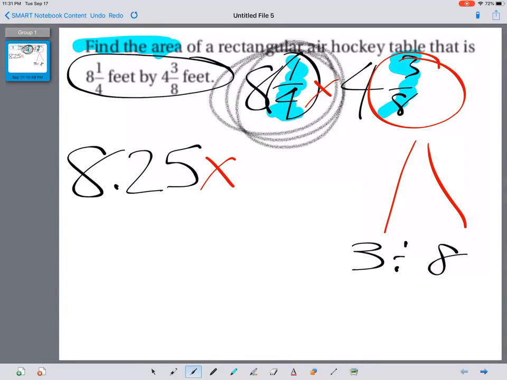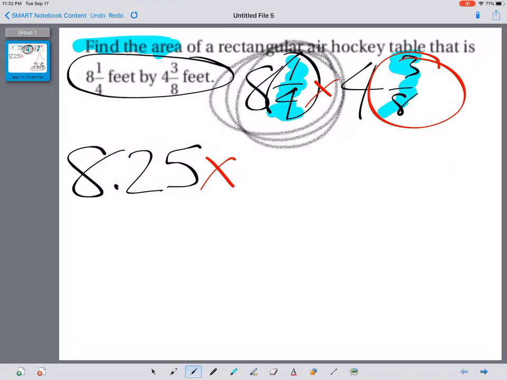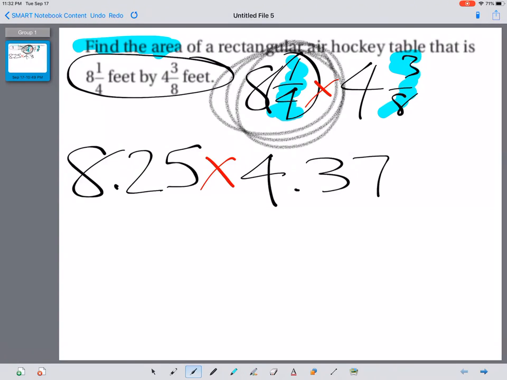I would like to have you guys remember this by heart as well. 3 divided by 8 is going to be 0.375. You still have the whole number of 4, right? So essentially that means 4.375. We're going to write that here: 4.375. So here's what we've got to do.